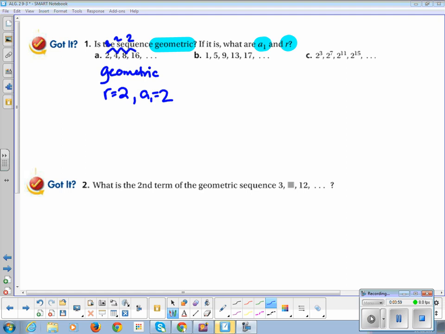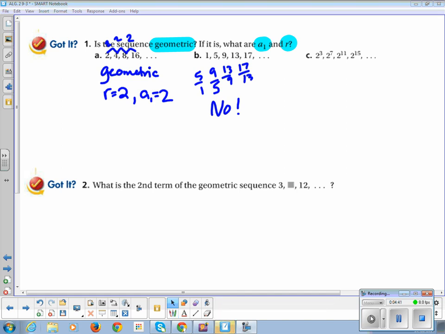We look at 1, 5, 9, 13, 17. 17 divided by 13. 13 divided by 9. 9 divided by 5. And 5 divided by 1. Are all these equal ratios? 5 over 1, 9 over 5, 13 over 9, 17 over 13. No. Because the ratios aren't the same, it is not a geometric sequence.